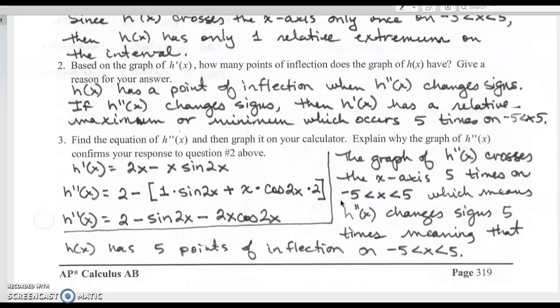Go ahead and pause the video and make sure you understand some of this stuff. You might want to practice with a graphing calculator as well, because you don't have access to Desmos on the AP Calculus Day.